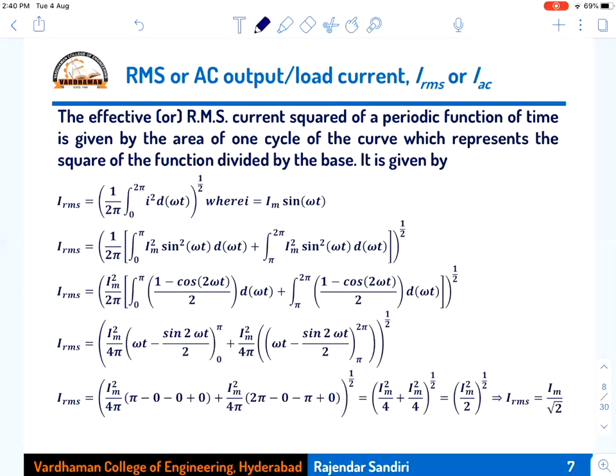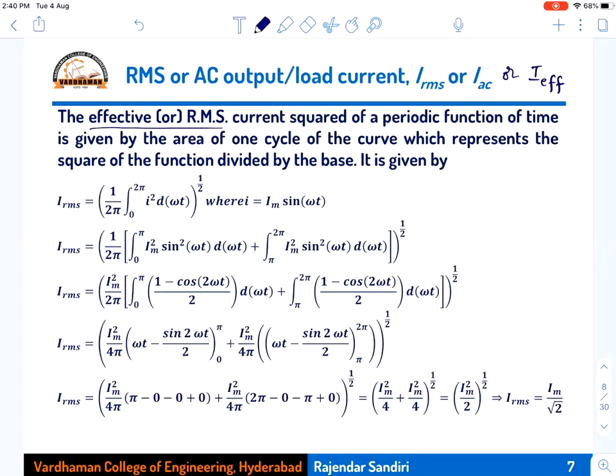Then the third characteristic parameter is the RMS output load current, IRMS or IAC. This is also called I effective, or RMS, or AC, all are the same. IRMS or IAC or even I effective we can represent this. Effective current or RMS current or AC current, all are the same only.